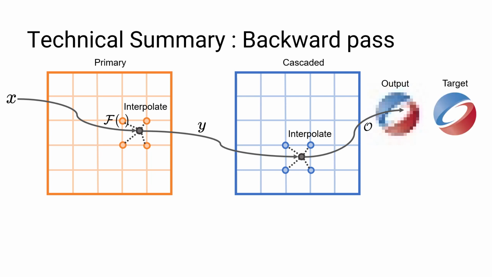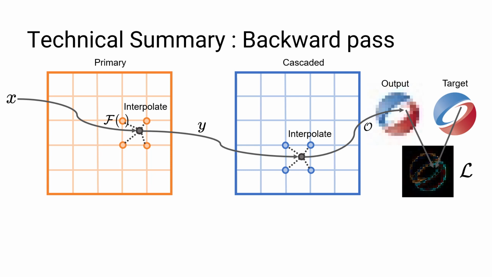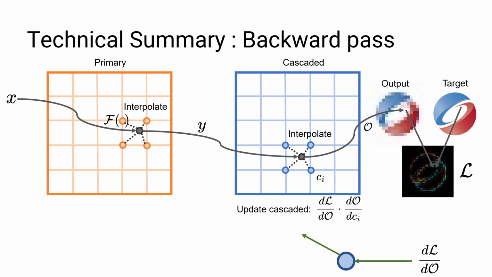For the backward pass, we compare the output with respect to the target and compute a loss which we then use for backpropagation through the array. We compute the gradient of the loss with respect to the output, and at the first node we multiply the incoming gradient with another gradient with respect to the array cell content. This updates the cells in the cascaded array.